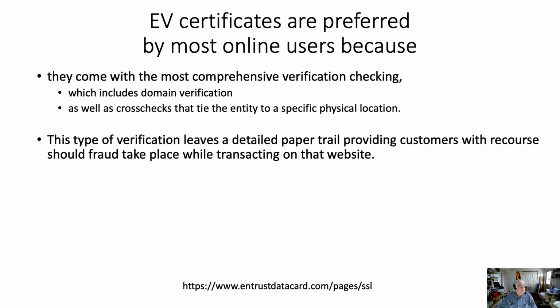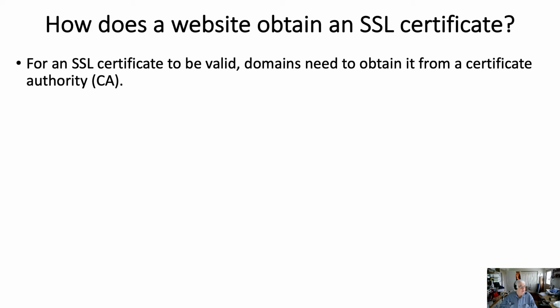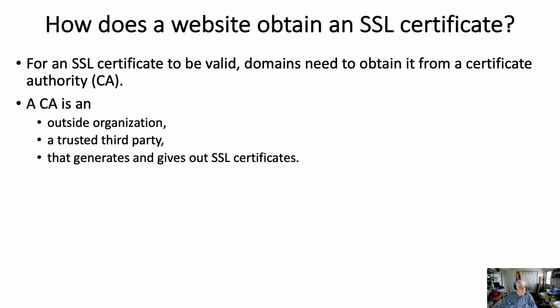EV certificates are preferred for most online users because they come with the most comprehensive verification, which includes domain verification, as well as a cross-check to tie the entity to a specific physical location. This type of verification leaves a detailed paper trail, providing customers with recourse should fraud take place while transacting on the website. EV certificates are distinguished with a locked padlock, an organization name, and sometimes a country ID in the web address bar on most major browsers.